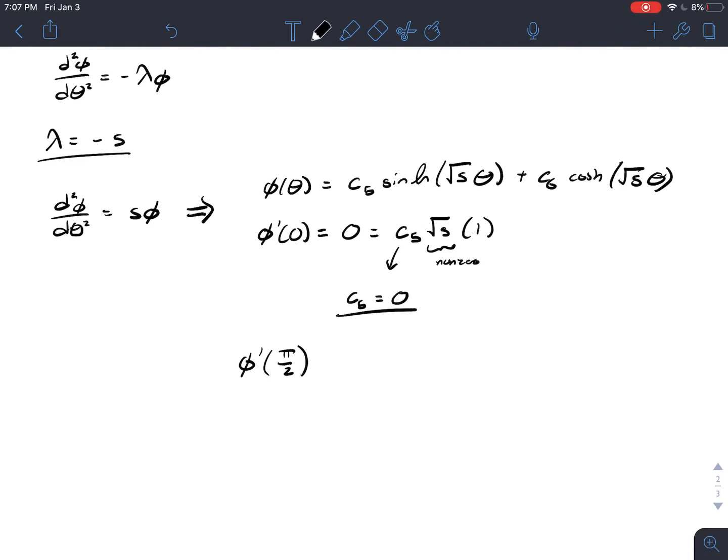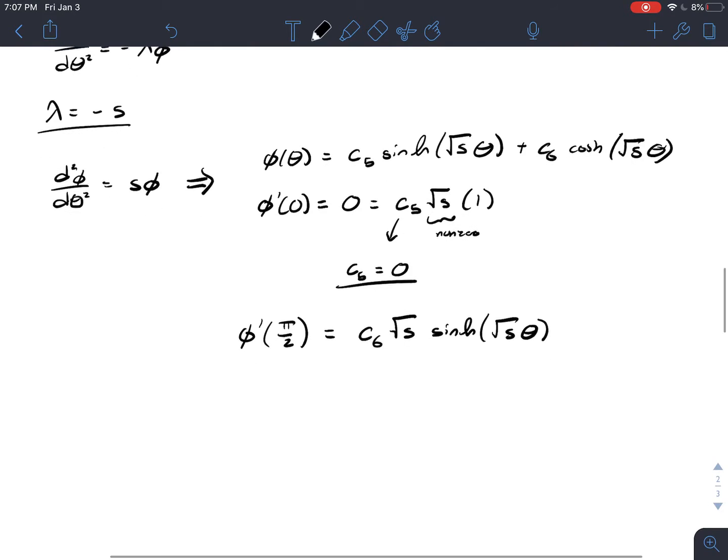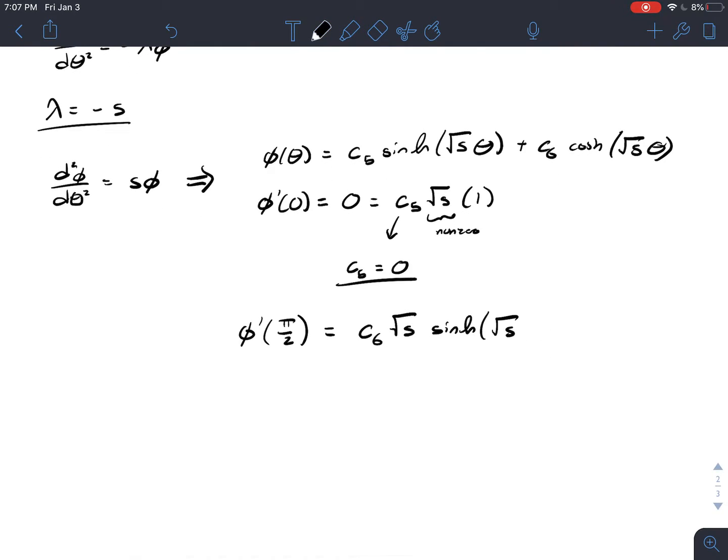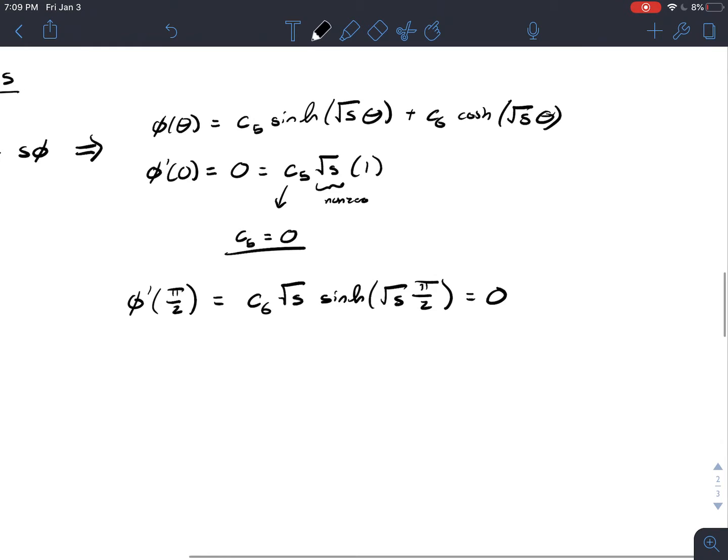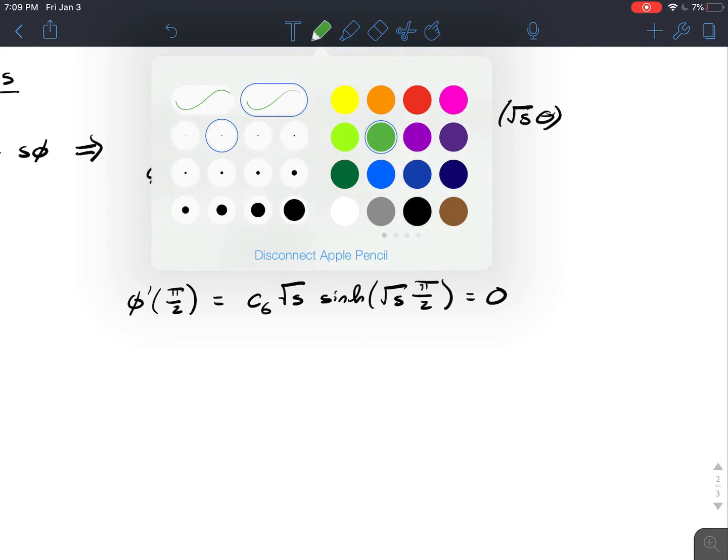So let's take a look at the other boundary condition now. So the derivative at pi over 2. The derivative of cosh is just simply sinh, no negative. So we get c6 square root s sinh square root s theta, sorry, pi over 2, equals 0. However, square root of s is non-zero. Let's write in a different color.